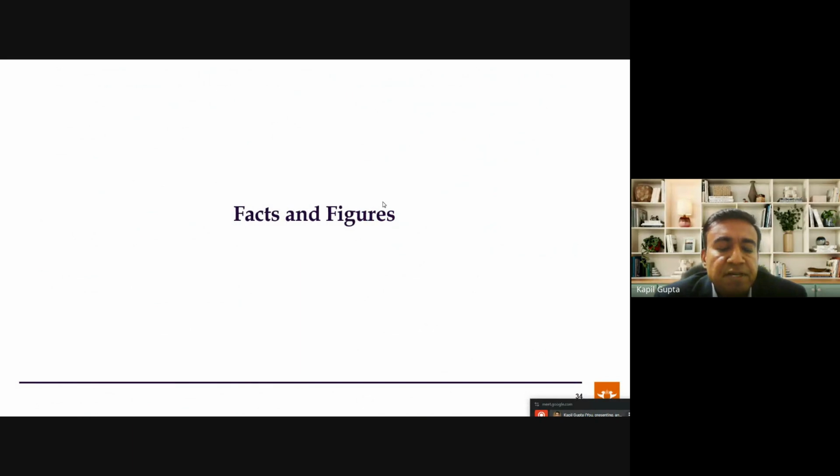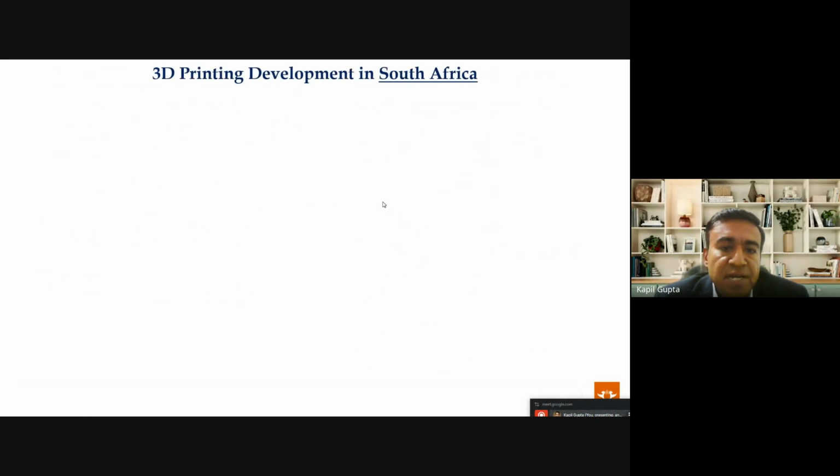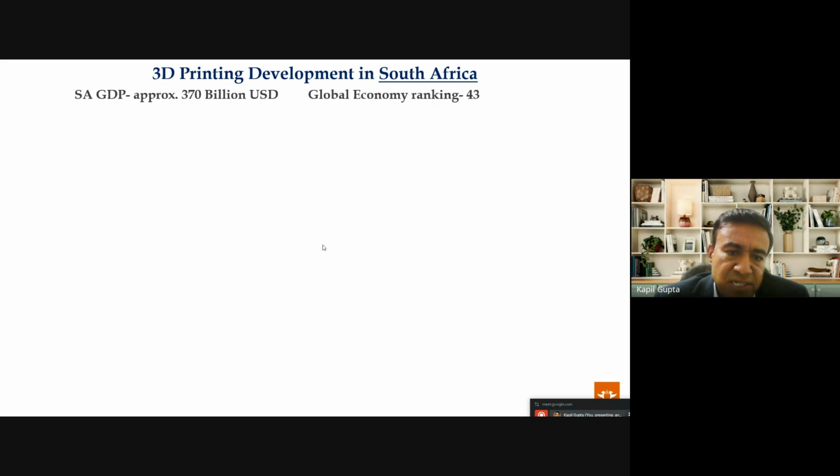Okay, some facts and figures. 3D printing development in South Africa. So overall, it's not related to only functional material, but 3D printing, what the South African government is doing. So here, the GDP is 370 billion USD. Always GDP comes into the picture because manufacturing contributes a lot towards the nation's GDP, and additive manufacturing or 3D printing is one of the manufacturing technologies. Global economy ranking of South Africa is 43.